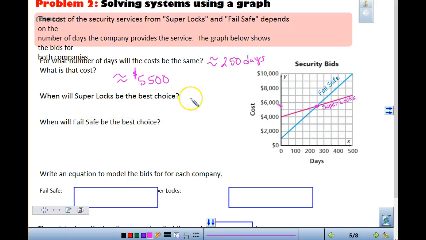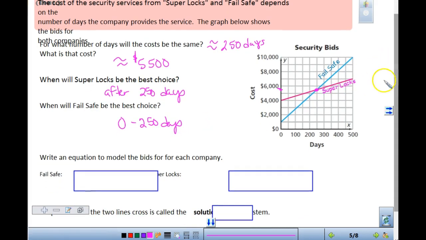It says, when will Superlock be the best choice? After 250 days. So if you need the security company for more than 250 days, you would probably want to go with Superlock, if you're going to be gone for 500 or 600 days and want it for a longer period of time. Failsafe would be a better choice from 0 to 250 days, right? Okay, so from 0 to 249. At 250, it doesn't matter. If you were just going to have them working for 250 days, it wouldn't matter which company because they came out the same.